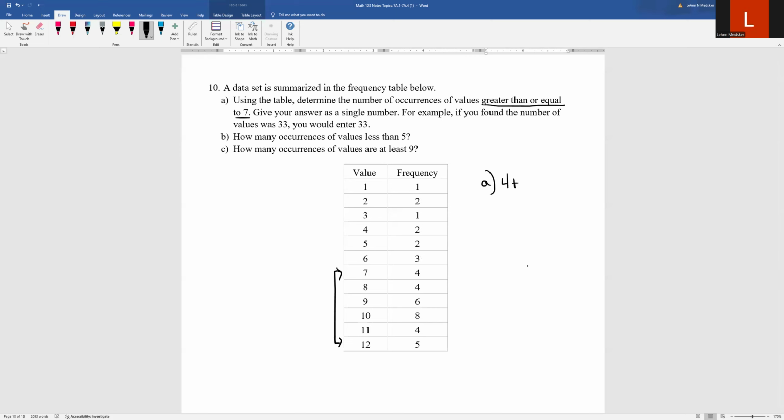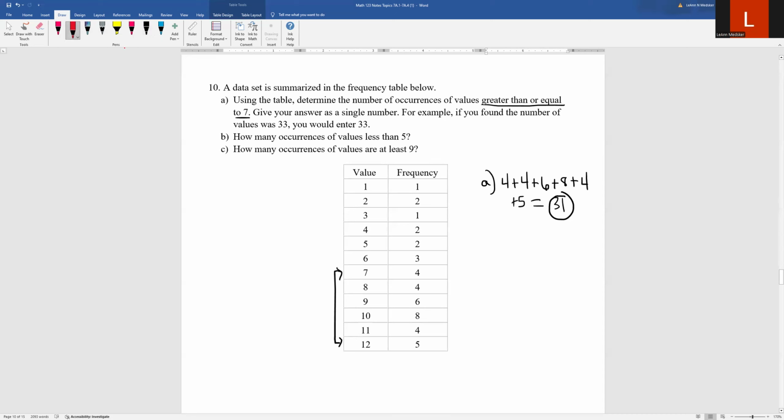So that would be the 4 7s, the 4 8s, the 6 9s, the 8 10s, the 4 11s, and the 5 12s. Remember, those numbers that are frequencies mean, if I listed all my data out with commas, essentially, how many of each type did I have? Now, if we add this together, what is that? That's 10, 26, 31. Let me double check that. I'm doing that all in my head. So 4 plus 4 plus 6 plus 8 plus 4 plus 5. Yeah, 31. So that's the answer for part A.